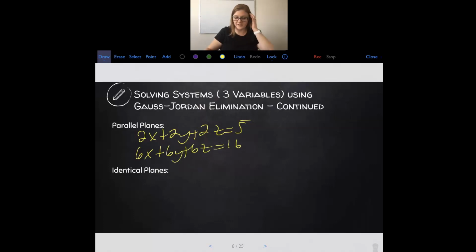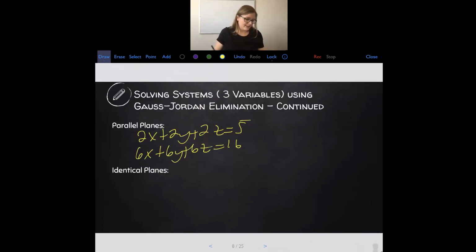These planes are parallel because the ratio of the coefficients, so to the left of the equal sign, is the same. So you multiply 2x by 3 to get to 6x, 2y by 3 to get to 6y, 2z by 3 to get to 6z, and they're equal to different constants. We can't multiply 5 by 3 to get to 16, so the planes are lying like this.